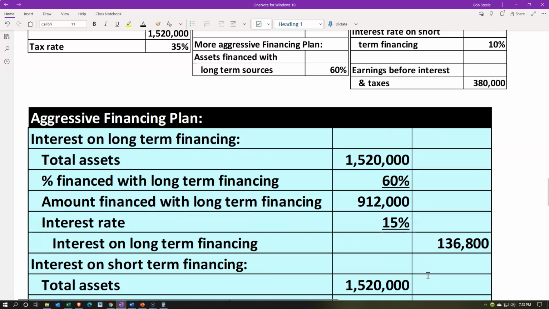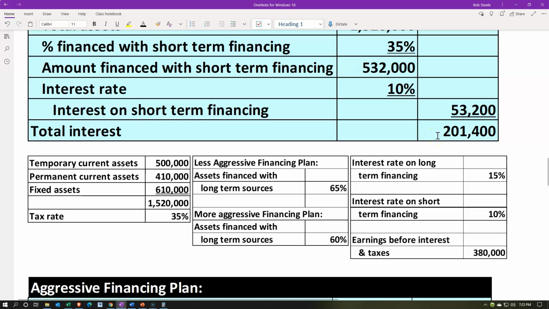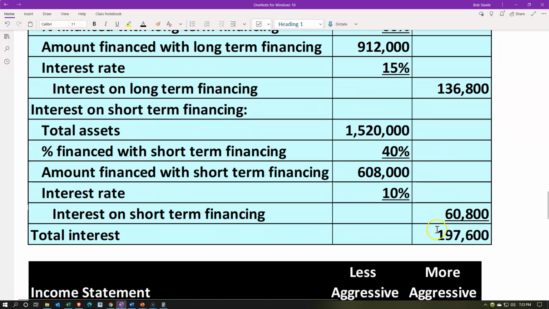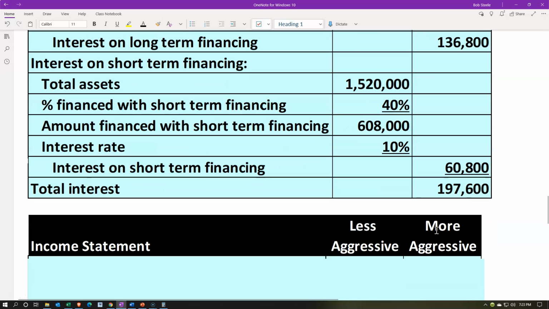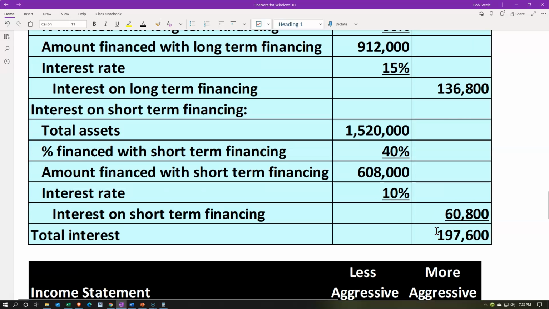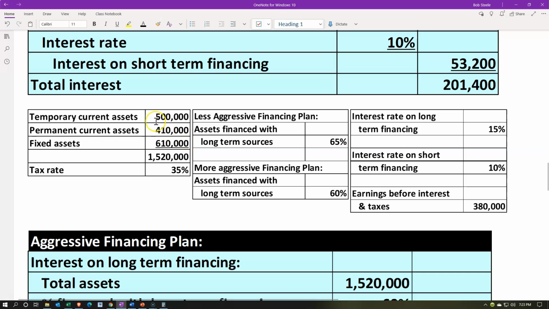So that interest you can compare to the prior scenario, the 204,400, and you could start to run basically scenarios on the mix that you might have with more aggressive and less aggressive financing. With this type of method, that could be easier to do or give you some more perspective if you were to break out your assets between temporary current assets, permanent current assets, and fixed assets. That might give you some more perspective on where you should start, at least with regards to what your mix should be.